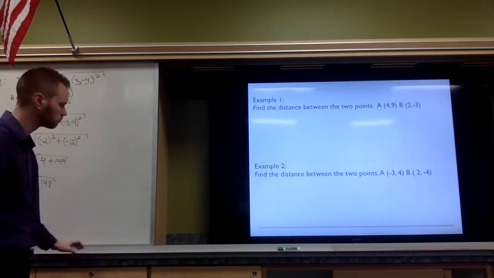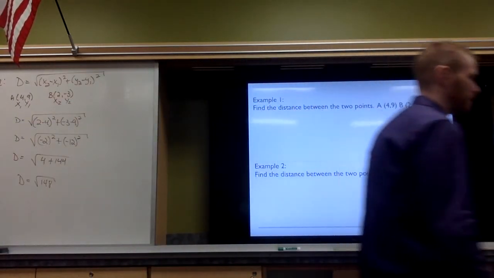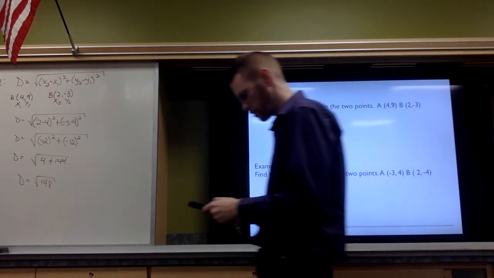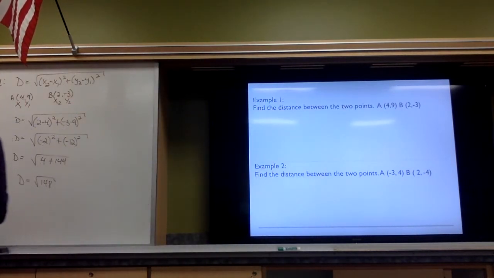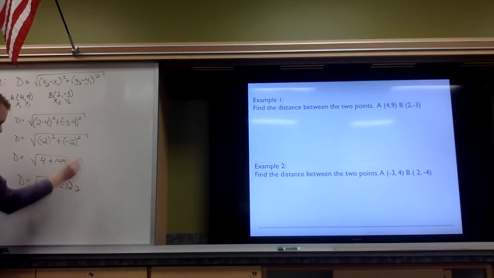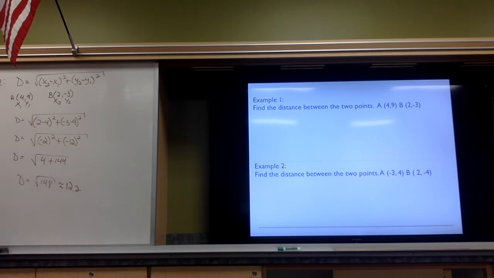Which, oh no. Be right back. I was going to grab a calculator. Let's see. Square root 148. There we go. So roughly 12.2 if I round. 12.2 inches, feet, however far you travel. Okay? So there's my first problem.